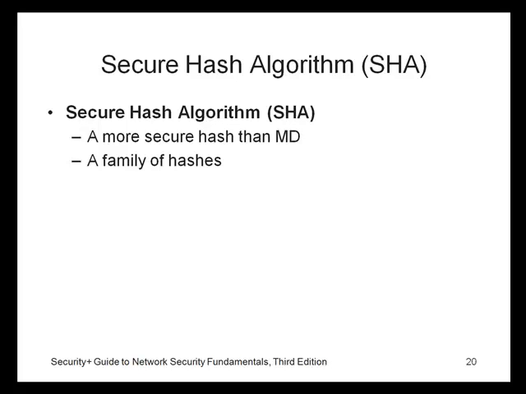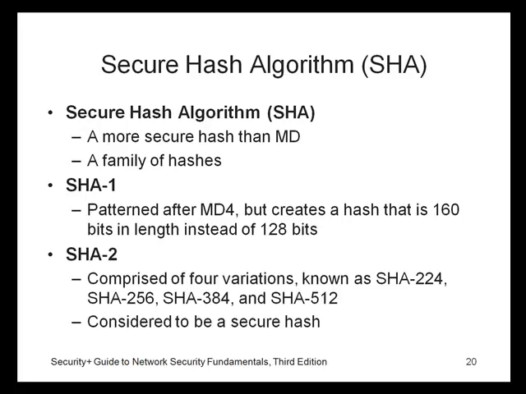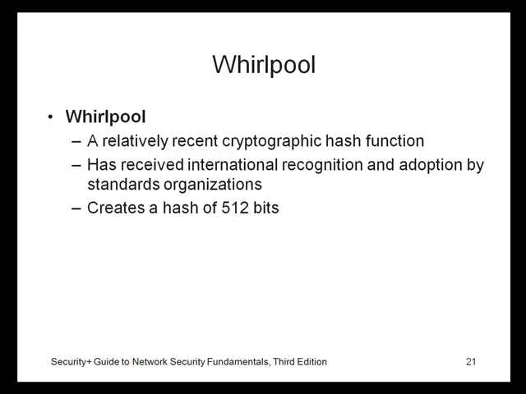Secure hash algorithms, more secure than the MD algorithm, the message digest, and it is a family of hashes. SHA-1 patterned after MD4, but creates a hash that's 160 bits instead of 128 bits. SHA-2, getting 256 bits, 384 bits, or 512 bits, is considered to be a secure hash if you use this one. Whirlpool, a relatively new hash function. And they say that it's received international recognition, creates a hash of 512 bits.